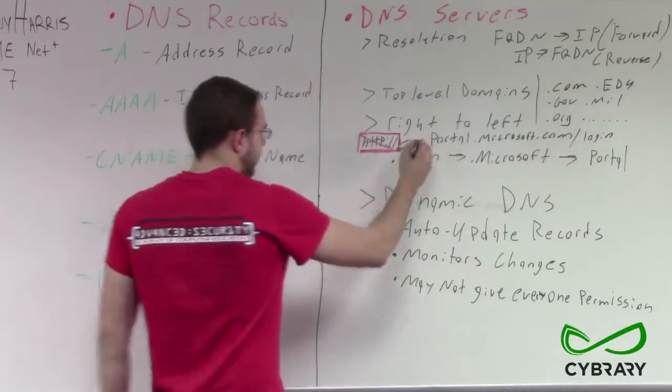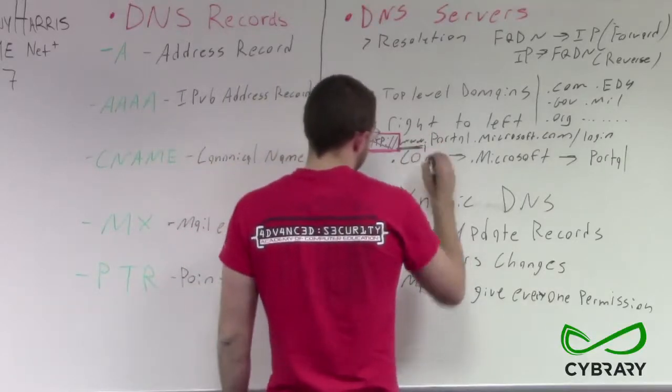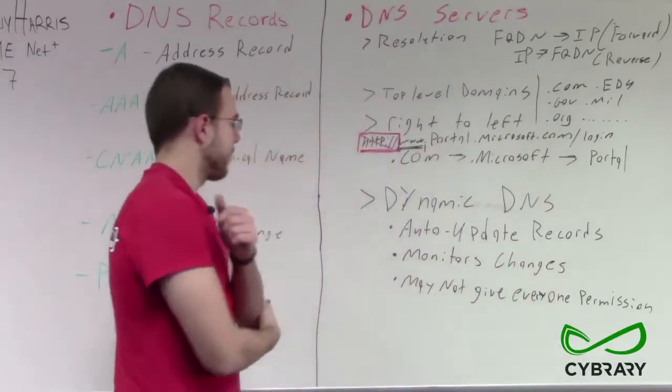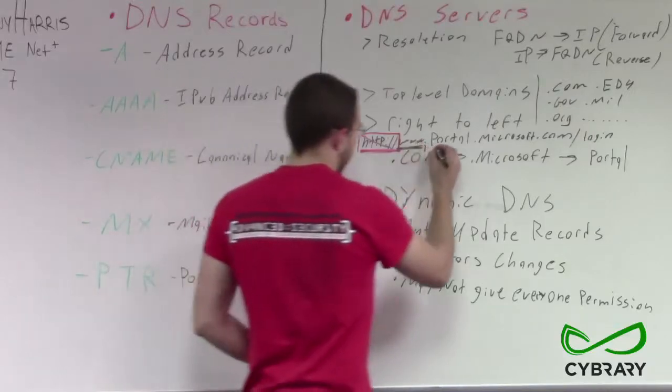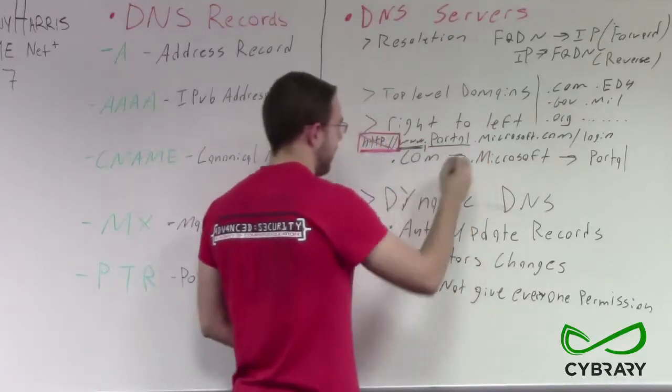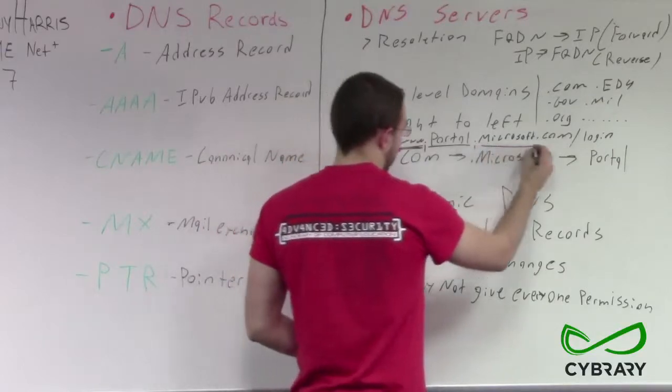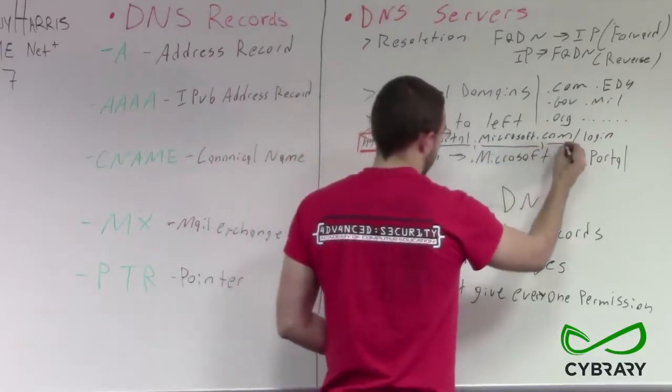So www.portal.microsoft.com, the rest of this is part of our query as well, because that's part of our domain. Microsoft, part of our domain. .com is our root domain.